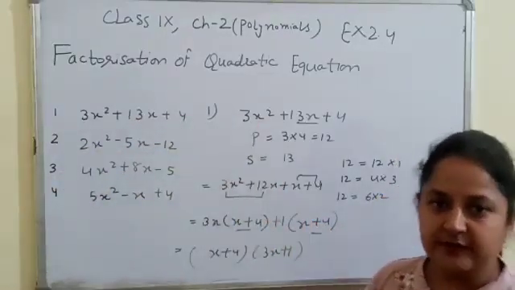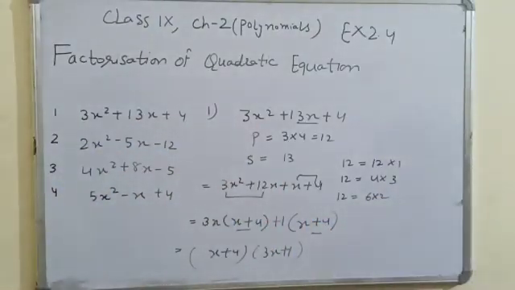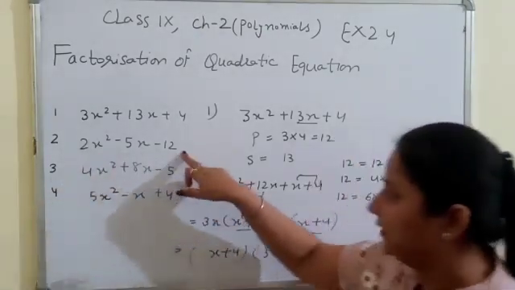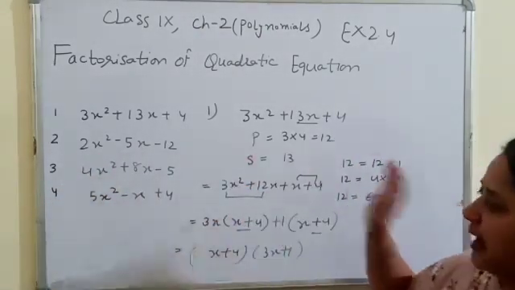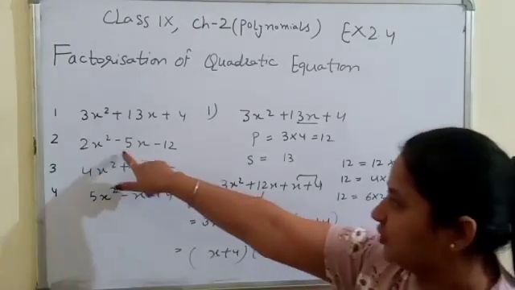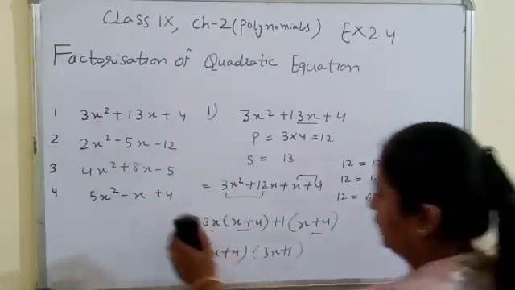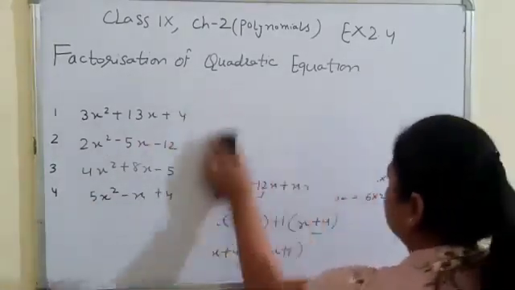Now this is the factorization of the first quadratic equation in which all 3 terms have the positive sign. By following the same steps, same rules, I am going to explain question second. In question second, we have to do the product of 2 and minus 12. It means its product should be minus 24 and the sum should be minus 5. So figure out the factors.